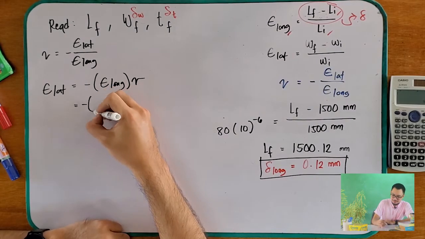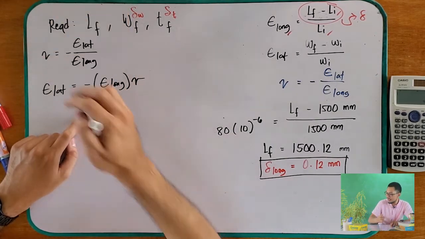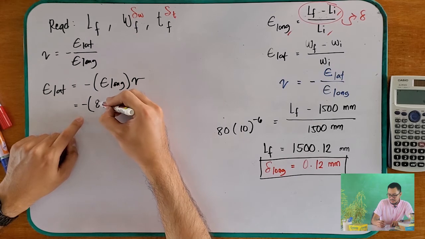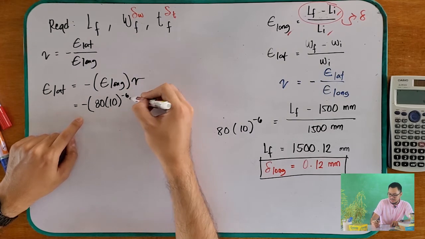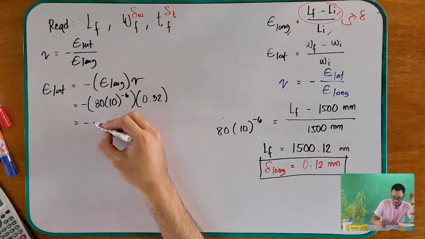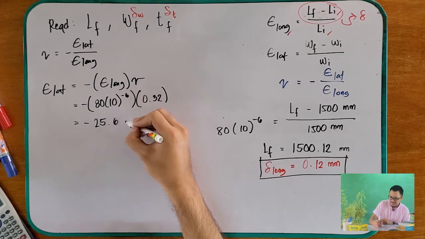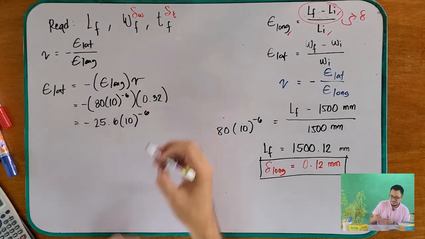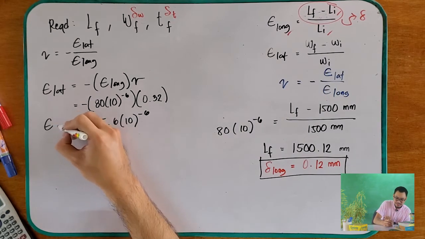So, negative longitudinal strain, which is 80 times 10 to the power of negative 6, times your Poisson's ratio, which is given as 0.32. So the answer here is negative 25.6 times 10 to the power of negative 6. So this is your lateral strain. Okay? So this can be applied to either your width or thickness.